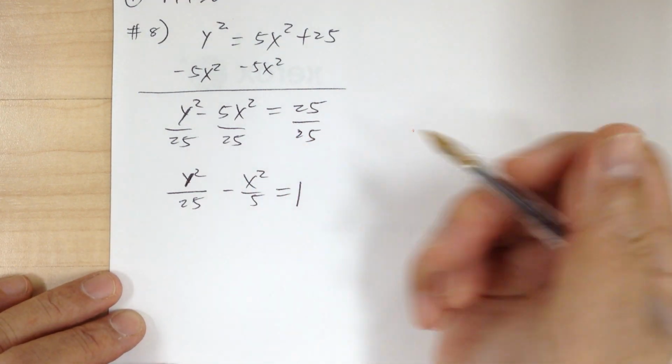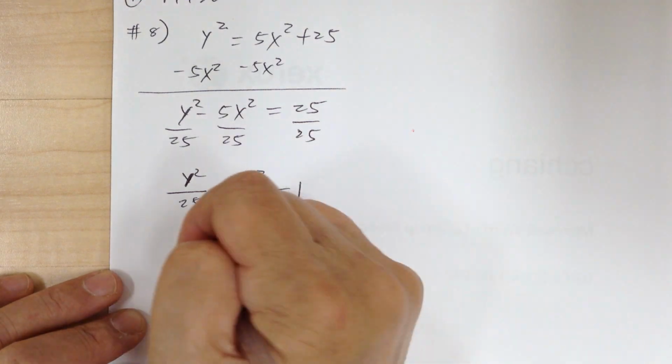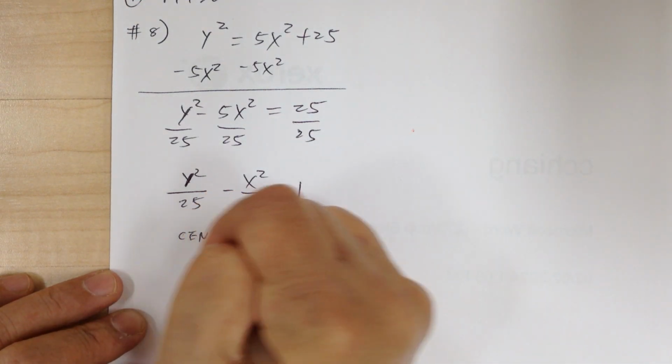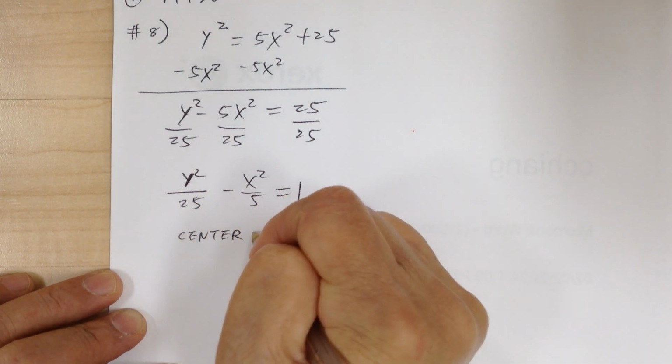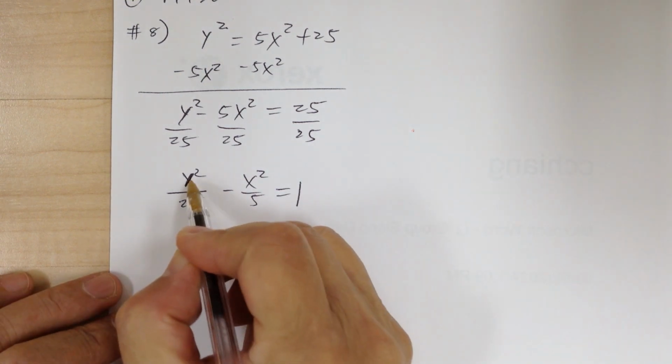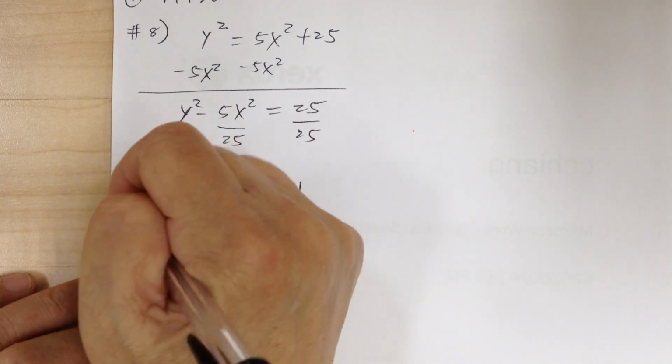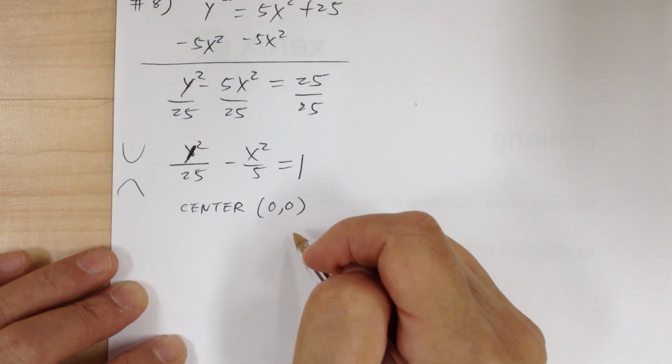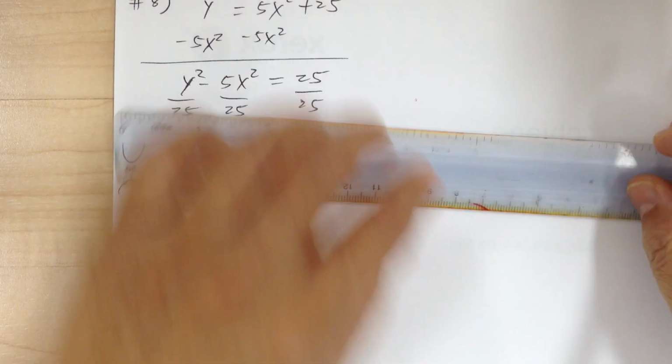From here, you can see the center is at 0, 0. And this is going to be in the y direction, right? Y comes first, so it's the y direction, so the graph is going to go this way. Okay, so let's sketch that out.